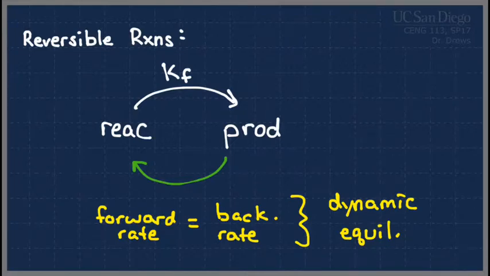The rate constant that we assign for things going forwards from reactants to products is k sub f, and the rate constant for things going backwards by the reverse is k sub r. Those are lowercase k's, not uppercase K's.